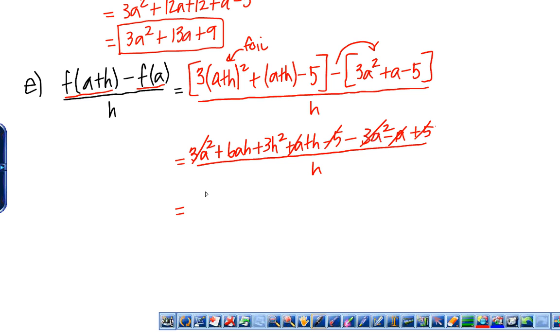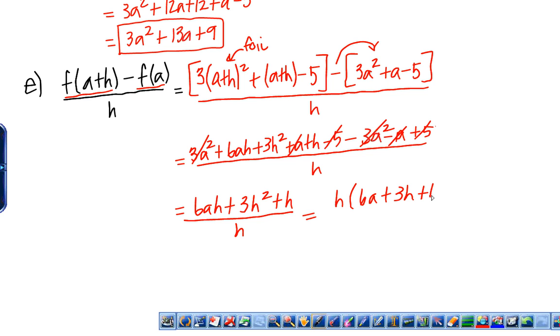So rewriting what I have left over, I have a 6ah, I have a 3h squared, plus a plain Jane h, and that's all over h. You should notice they all have an h in common. I cannot just cross it out, but I can factor it out. So if I factor out an h, that gives me a 6a plus 3h plus 1 over h.